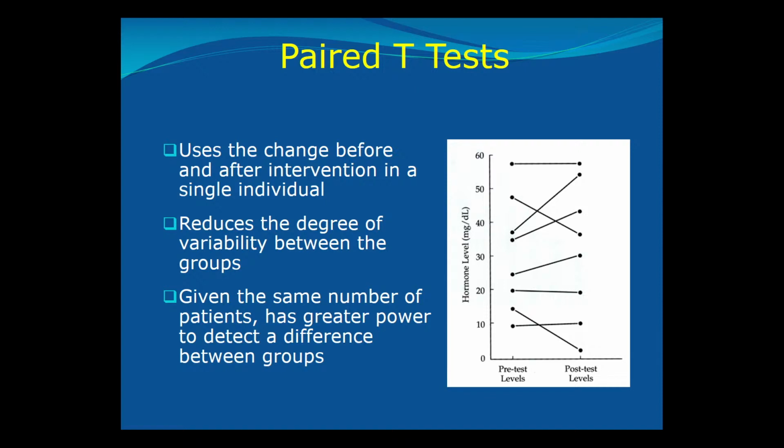In this graph you see an explanation of how to use the paired t-test. We have a scale with hormone level and two time points, pre-test levels and post-test levels. But we use the same objects to measure hormone levels before and after the intervention. In this example, we use a paired t-test.